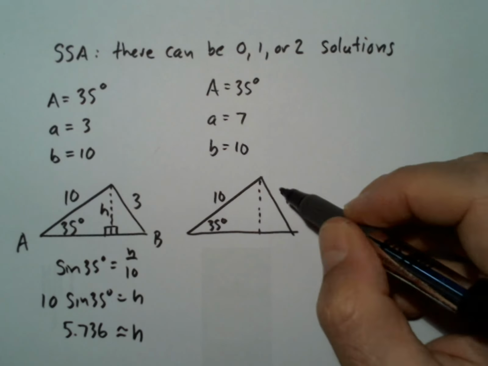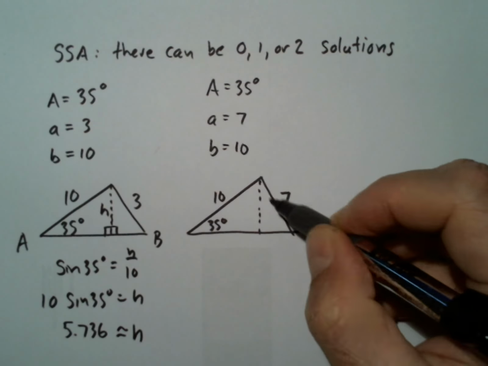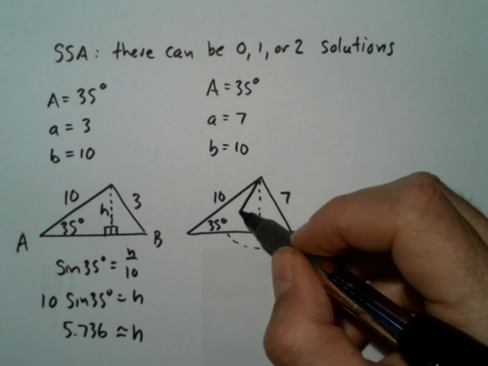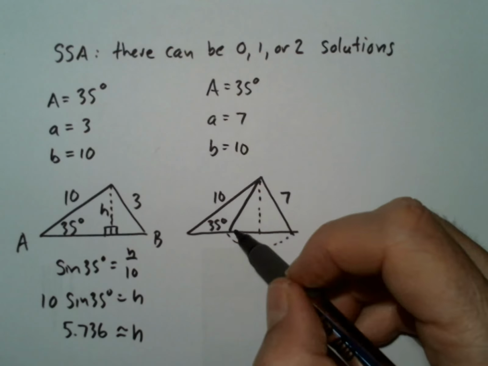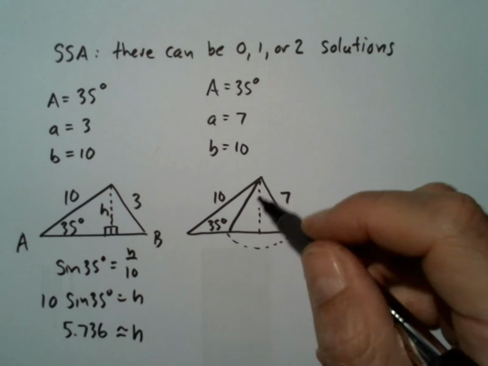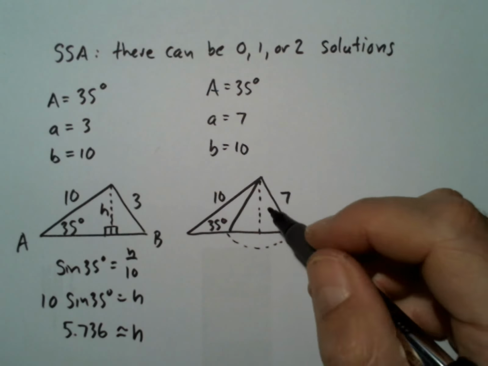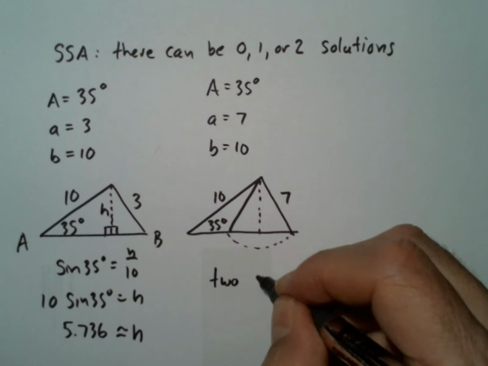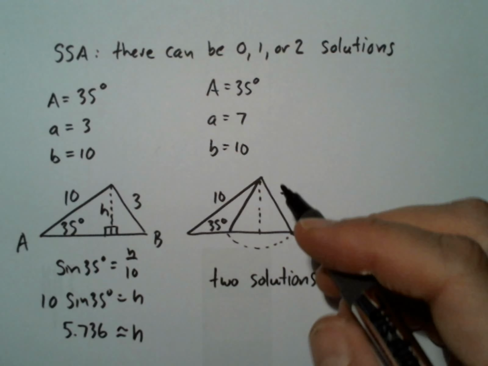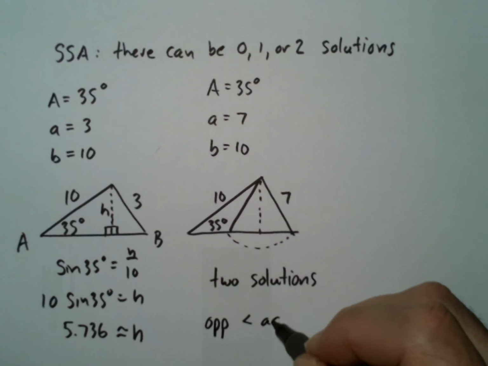The side with length 7 could have been drawn out here, or what if it was drawn in here? It would still fit in here because this is 10 and this is 7. This is still 35. So we could draw a triangle with the 7 out here or a triangle in here. And that gives us two solutions. Two different triangles that can be drawn with these characteristics.